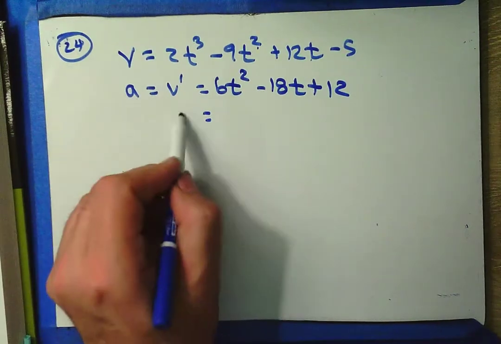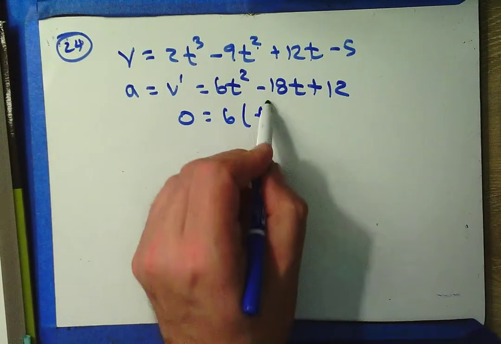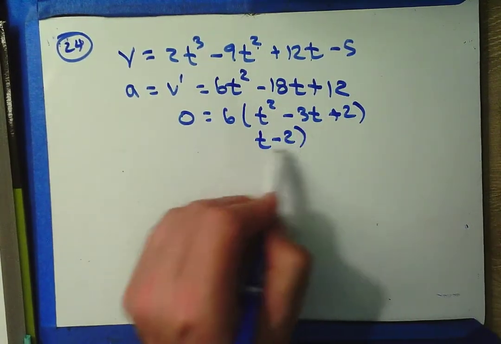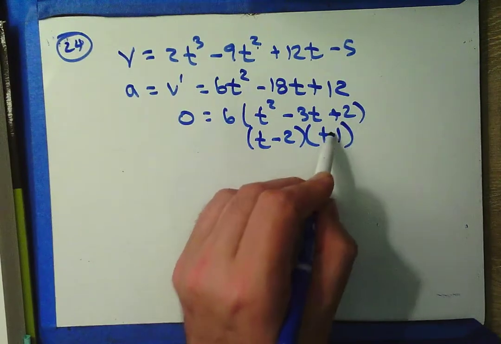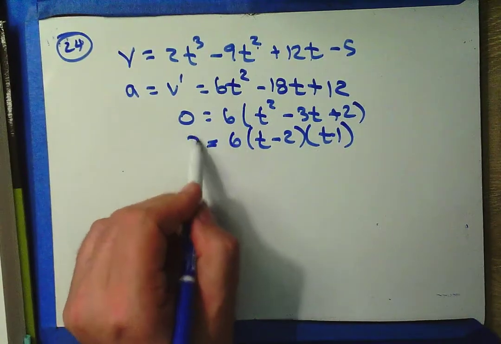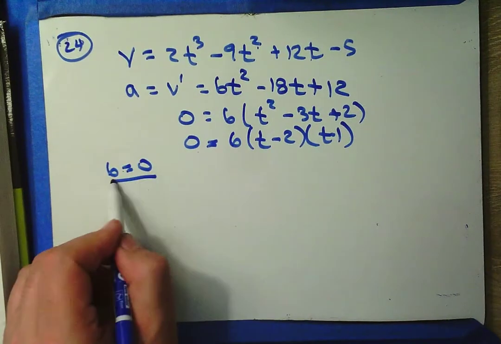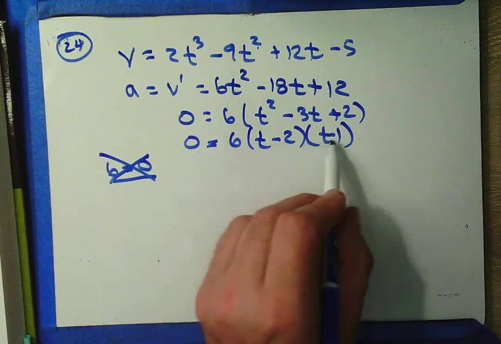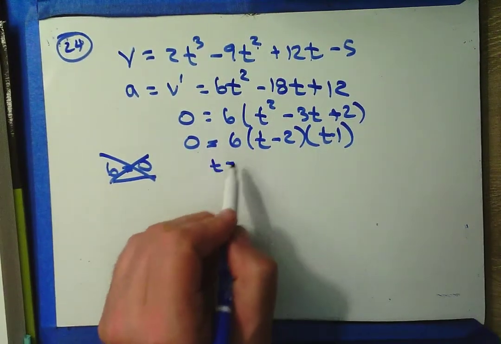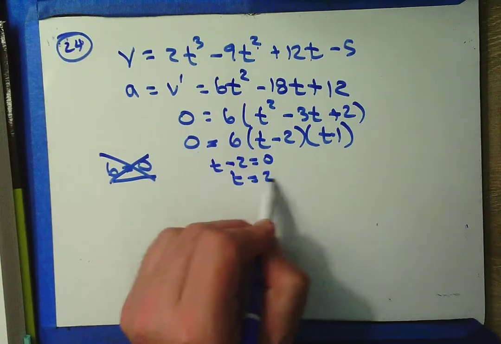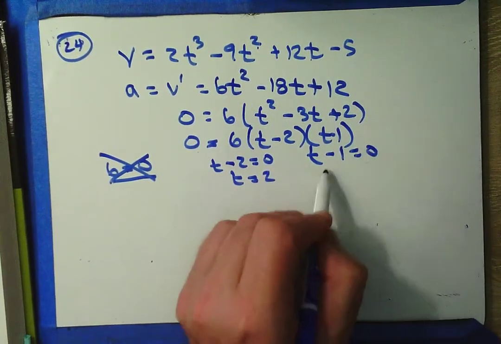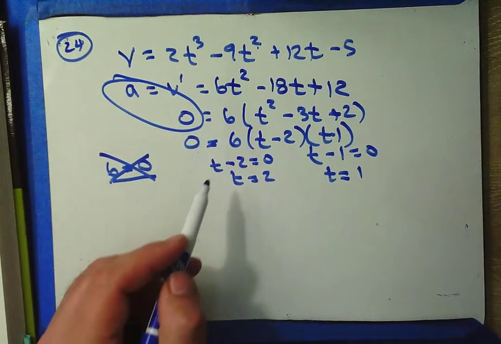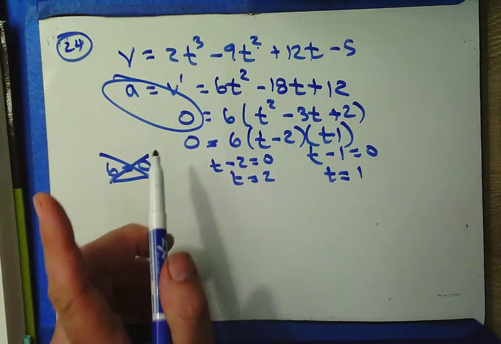I want to know when acceleration equals 0, and so t squared minus 3t plus 2, I get t minus 2, t minus 1, times 6. Set each factor equal to 0. 6 equals 0 is never true. So this 6 is just a stretching factor. It doesn't affect where our intercepts are. t minus 2 equals 0, so we know t equals 2. t minus 1 equals 0, so t equals 1. At these places, acceleration will equal 0. And we want to know the speed at those times.